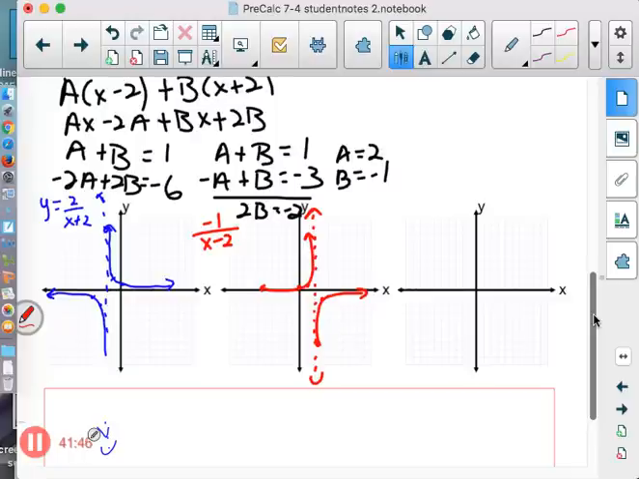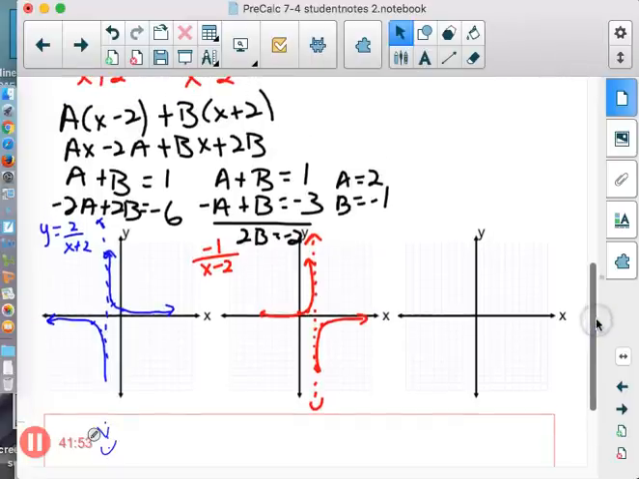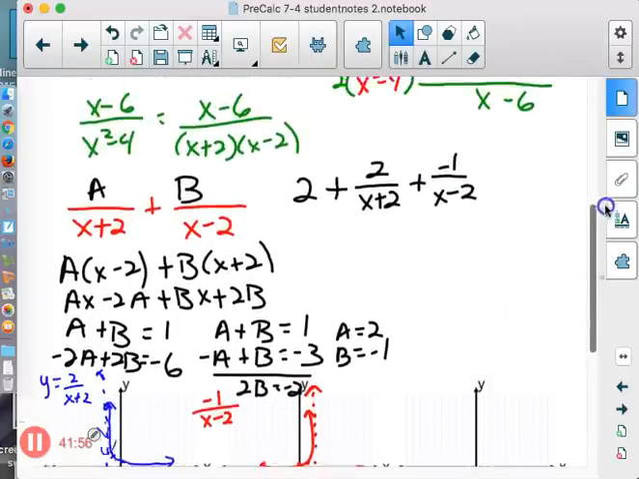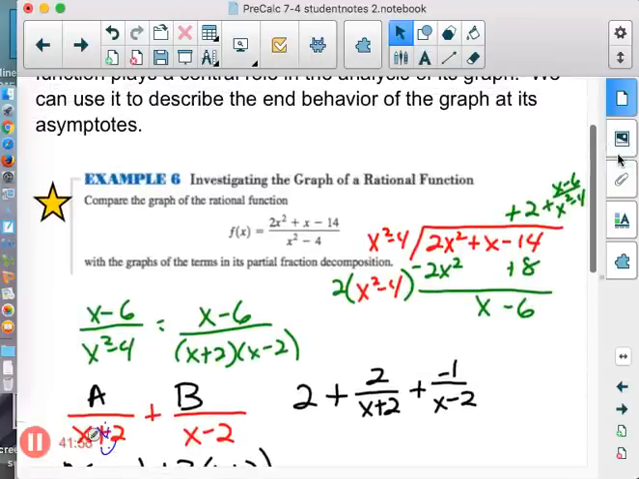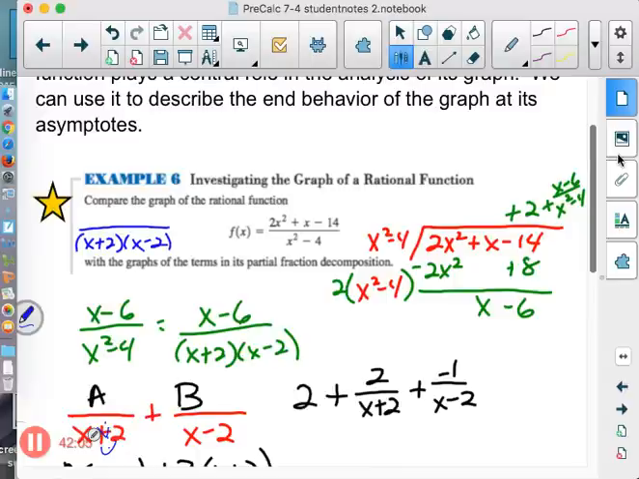Now what we want to do is see how that compares with the overall graph of the whole thing. So we go way back to the beginning. To see those vertical asymptotes for this, we would want to factor the denominator into x plus 2 and x minus 2. If we want to see where the x-intercepts are, we might try to factor the numerator. Let me peek and see if that was factorable. It wasn't factorable.